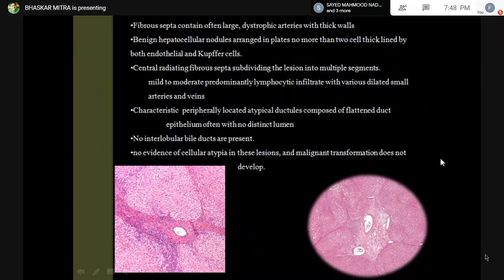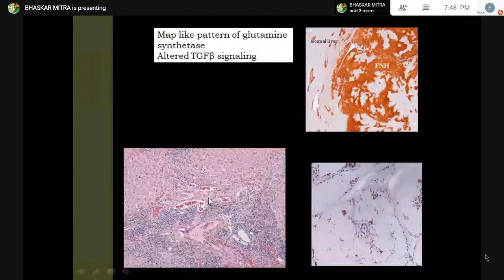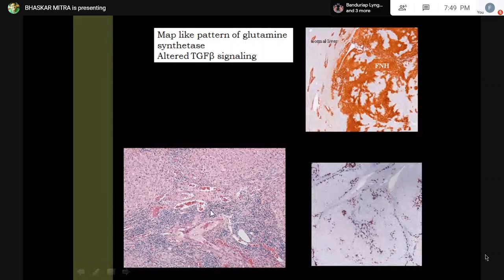So the characteristic findings are 1, 2, 3. First one, central fibrosis with a presence of dystrophic arteries, radiating fibrous tissue enclosing the lobules of hepatocytes. Within the lobules, the hepatocytes are 1 to 2 cell thick cords, and in the periphery there may be bile duct tubes. There may be inflammation as there is obstruction. So here again, in the fibrosis there is the presence of blood vessels, and in which there is a lymphocytic infiltrate.